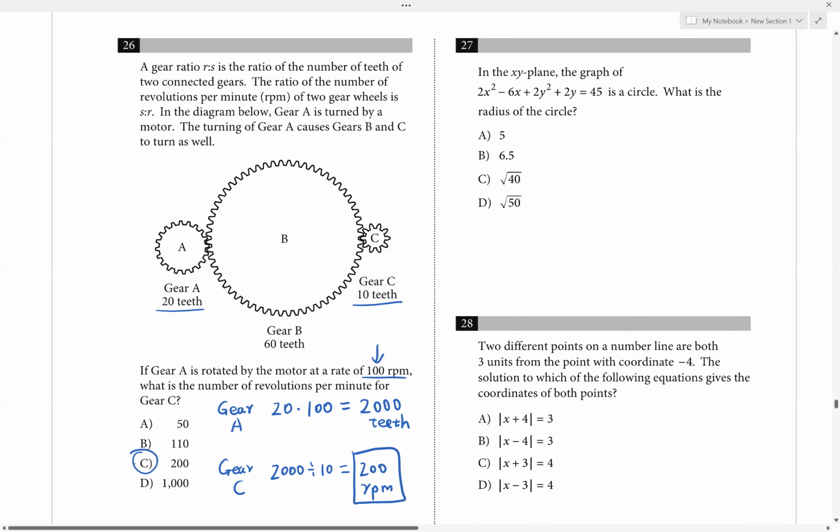All right, so pretty much the idea here is the bigger the gear, the slower the RPM, the smaller RPM. And the smaller the gear, the faster you have to spin, right? So the bigger RPM. But the overall total number of teeth should be the same. Okay, so you can use that to help solve this question. All right, so for number 26, our final answer is just letter C, 200.